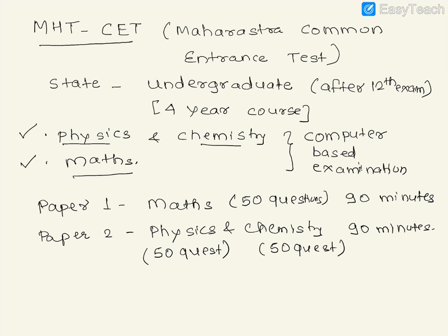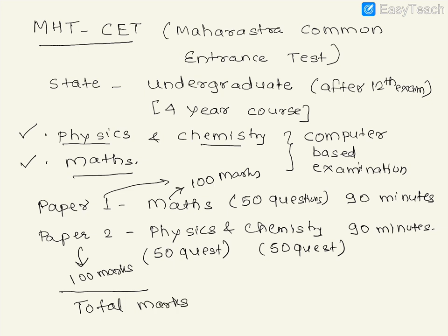Okay, and the total marks of each paper is 100. So mathematics, it's 100 marks. So paper 1 is of 100 marks, and physics plus chemistry, that is paper 2, is of 100 marks. So that makes the total marks as 200. So total marks of MHCET exam, it is 200 marks. So students would score maximum 200 and anything below that, right?